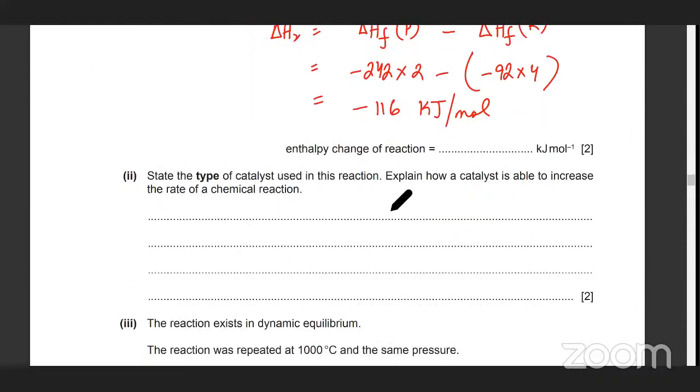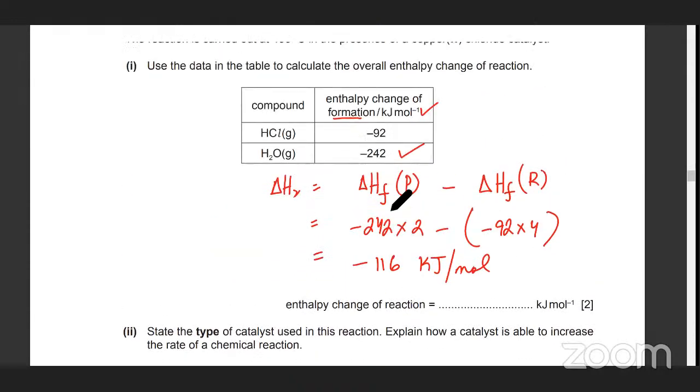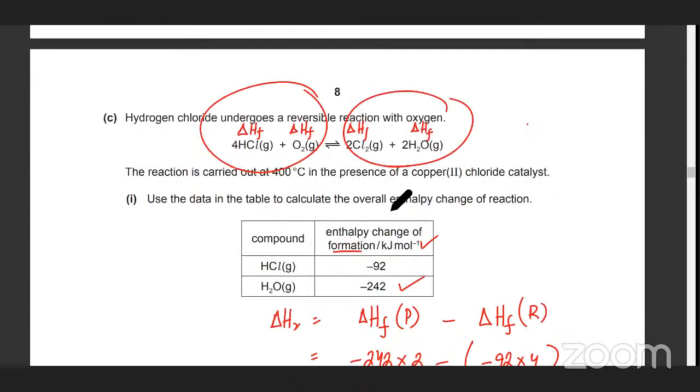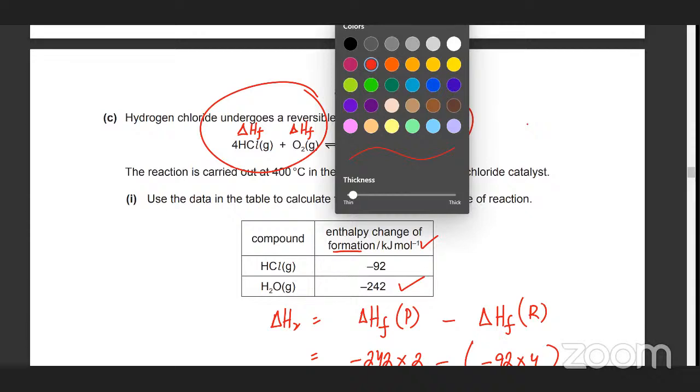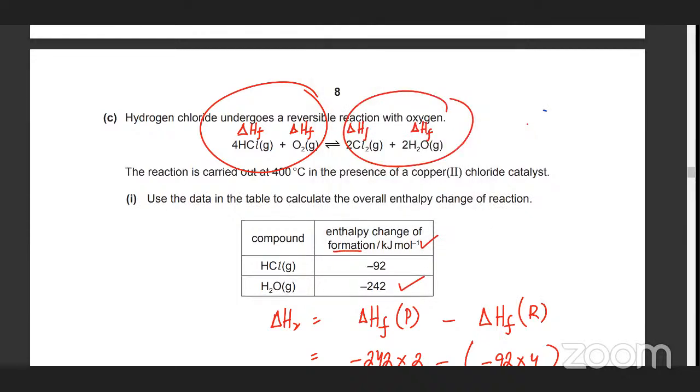And state the type of catalyst used in the reaction. Explain how a catalyst is able to increase the rate of the chemical reaction. So he's using copper 2 chloride as a catalyst. So what type of catalyst is this? And how many types are there? There are two types of catalyst, heterogeneous and homogeneous.